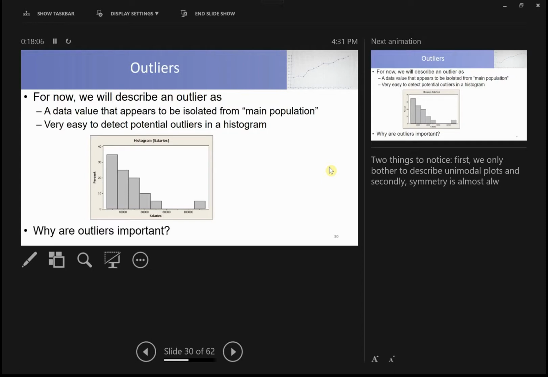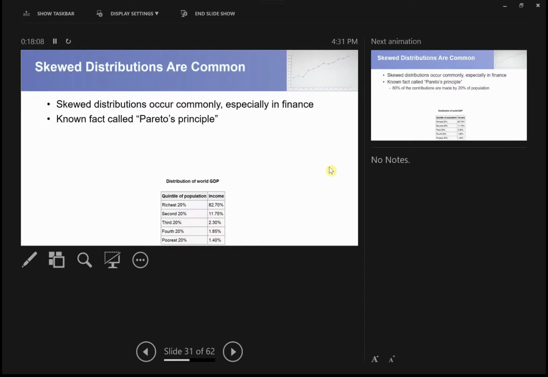So here's the thing. This is the reason why it's important in finance. It turns out that in financial data, they're very often right skewed. Financial data tends to be very heavily right skewed when you're looking at compensation, when you're looking at human performance. And this is the reason why.